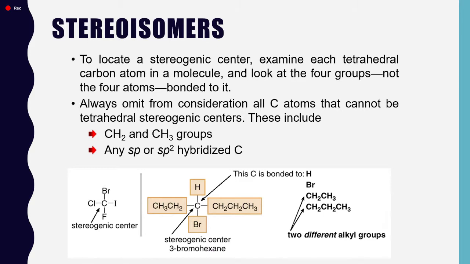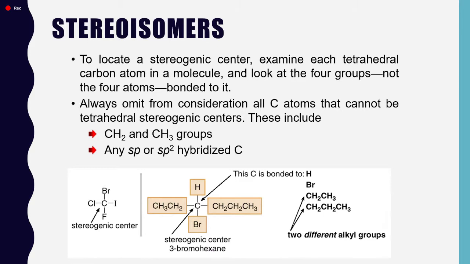Go ahead. So Professor, if that group, for example, if both of the ones coming out the CH stereo, if they were both like ethyls. Yeah, so here we have ethyl versus propyl. If they are both ethyls, then it's not a stereocenter. Because then you have symmetry.